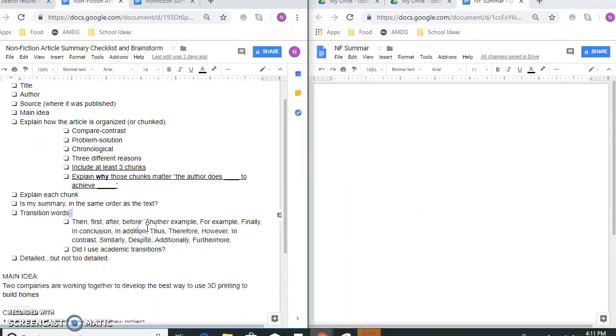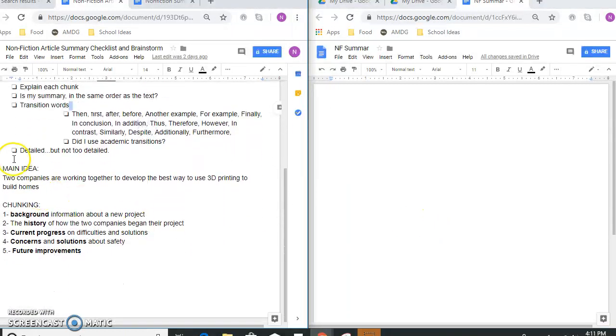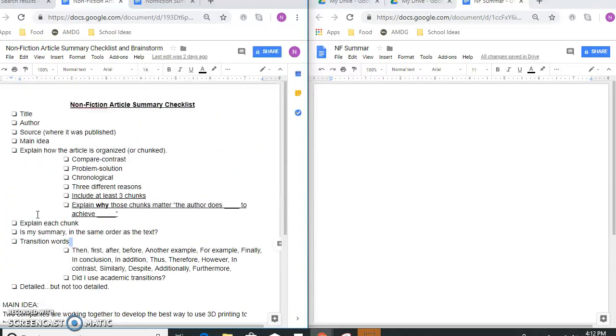Now, on the bottom of my screen on the left, we also already brainstormed the main idea of this article. Two companies are working to develop the best way to use 3D printing to build homes. We also already chunked the article. We looked at the 5 sections that the article was split into and labeled them so we would understand what and why the author used those different sections. So let's get started in writing the summary.